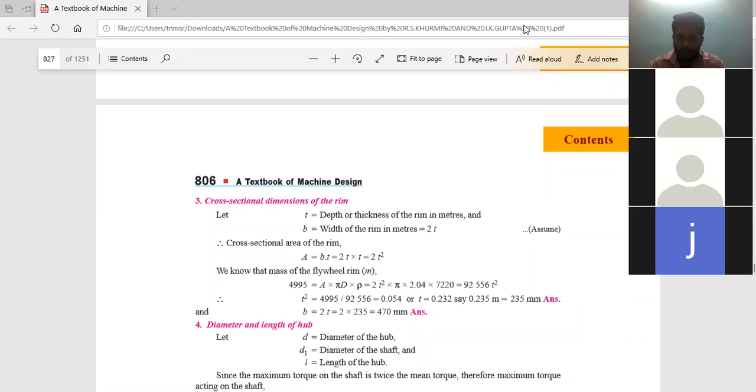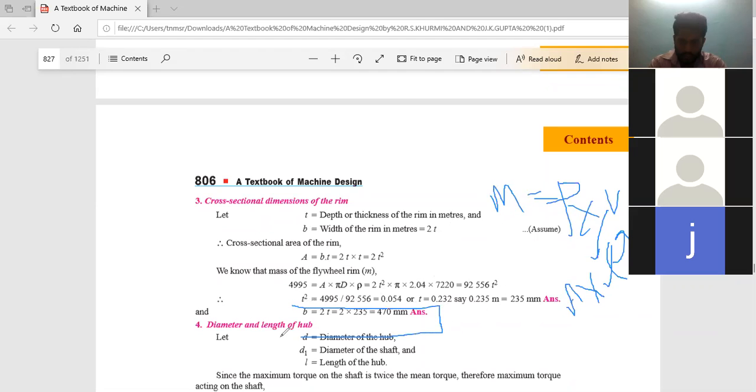I know that mass is equal to density into volume, and volume I can write as area into circumferential length of the flywheel, and that circumferential length is nothing but pi D. So D is given to me. Area is 2T square. Rho is given to me. Mass just now I have calculated. With that expression I can get the value of T. Once I know the value of T, I know that B is 2 times T, so I multiply by 2 and get the value of B. So these are the cross-sectional values of the flywheel rim. That means width is 470 mm and thickness is 235 mm.